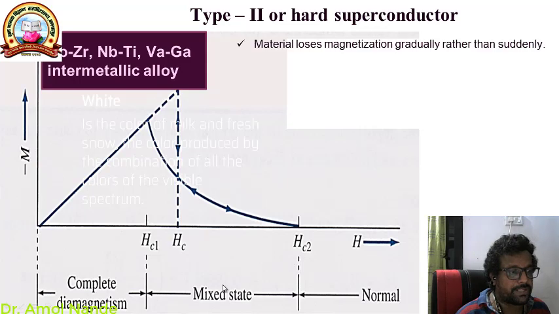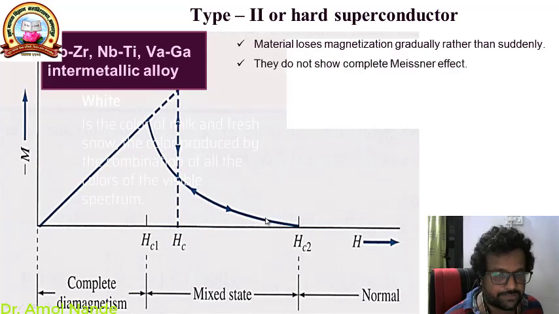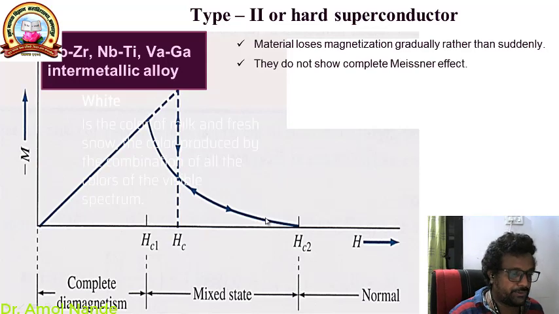So the bullet points, the properties rather, would be: the material loses magnetization gradually rather than suddenly. You can see that the superconducting properties decrease exponentially. It is not like one sharp break as in a type 1 superconductor. They do not show the complete Meissner effect. Of course, it is very realistic that if there are two magnetic field values, obviously there is no complete agreement with the Meissner effect.